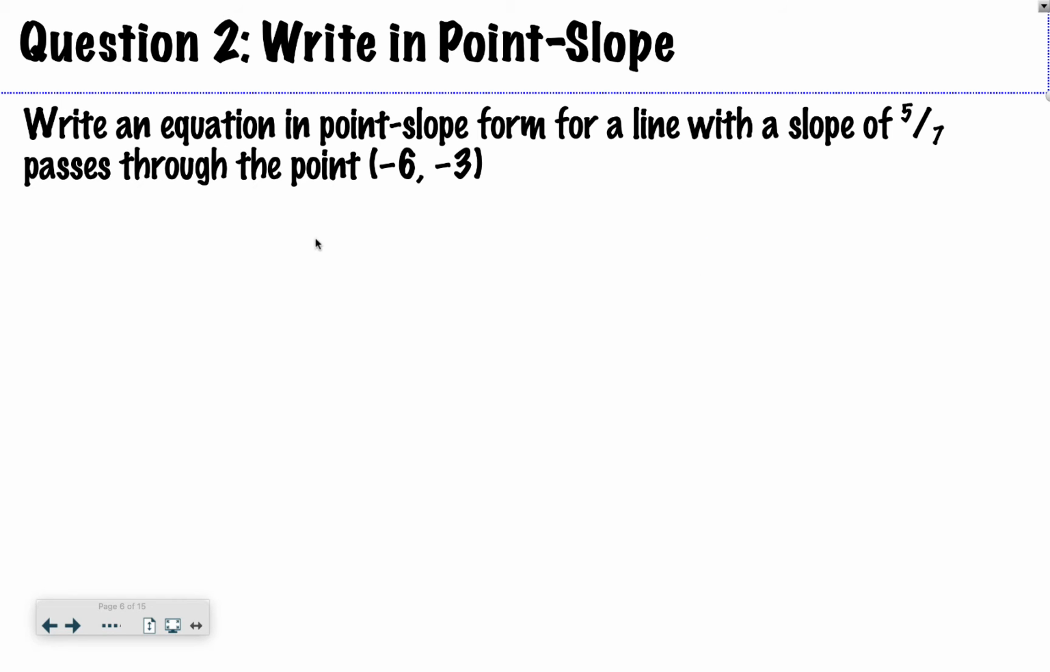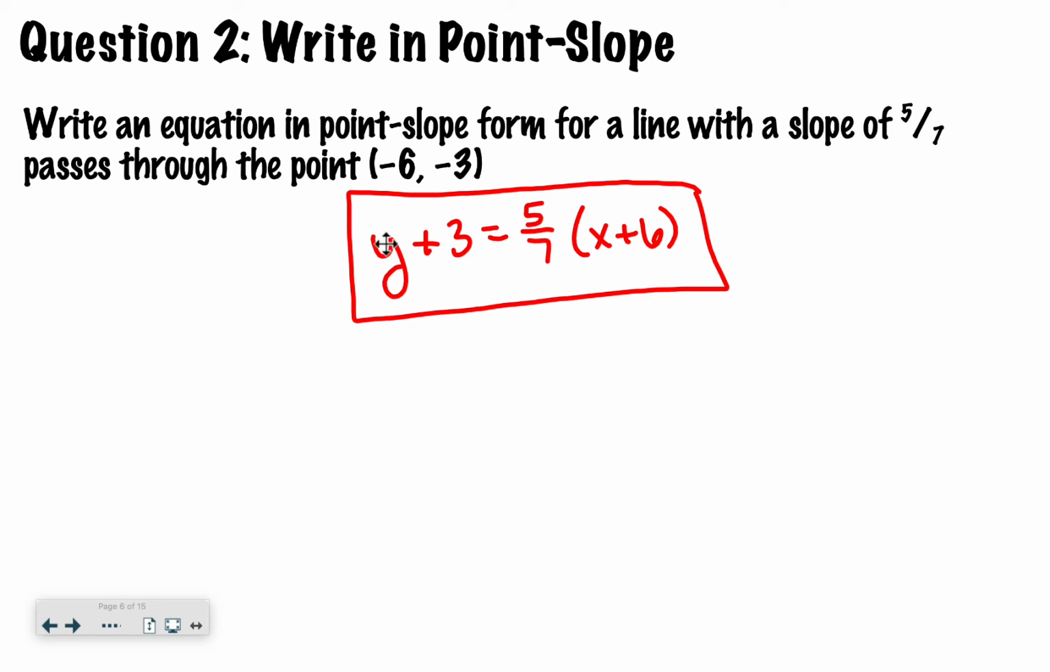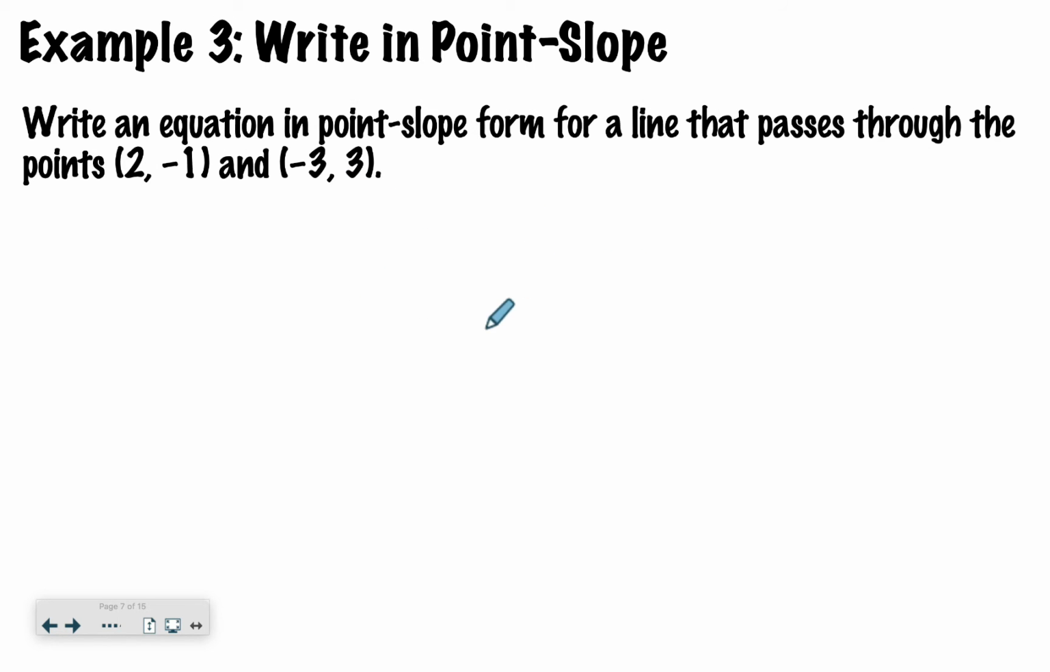Good luck. Hopefully you said y minus negative becomes plus, y plus 3 equals 5/7. And then parentheses x minus a negative 6 becomes x plus 6. And then you close those parentheses. If you have questions about this, please be sure to reach out for some help. I am happy to help you. Let's move on to our next example.